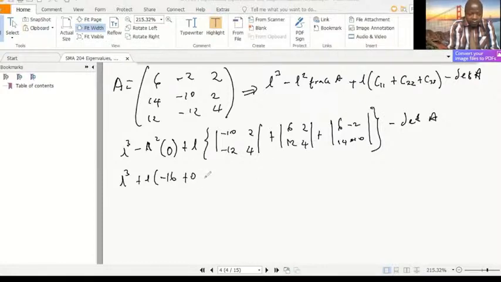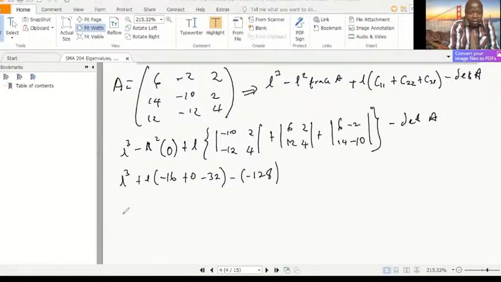And then this was negative 10. It was negative 10. So negative 60 minus 28, that gives us negative 32. We know how to get the determinant of a matrix. The determinant of this matrix is negative 128.